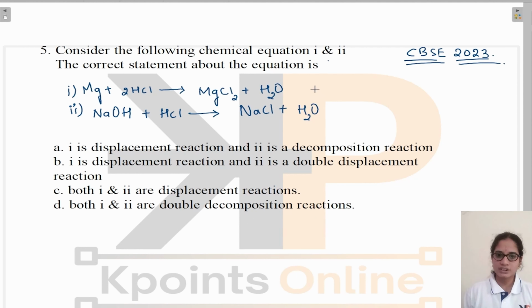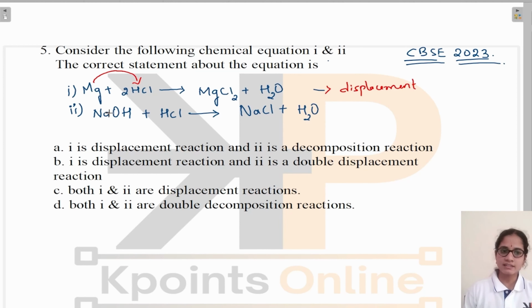Okay, let us first check the first reaction. Magnesium is displacing hydrogen from the acid to form magnesium chloride. So it will be a displacement reaction. Then in the second reaction, there is exchange of ions. Sodium cation and chloride anion form sodium chloride, and hydrogen cation and hydroxide anion form water. So clearly there is exchange of ions between the compounds. So it will be a double displacement reaction.